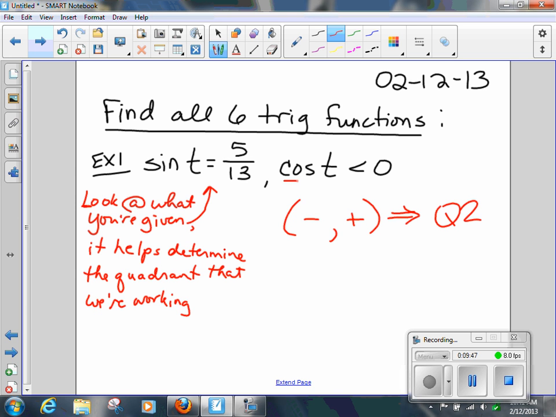Because of this right here. The cosine of t is less than 0. If it's less than 0, cosine has to be negative. Okay? Now, do I need to worry about any of the other quadrants? No. All I'm concerned about is quadrant 2.